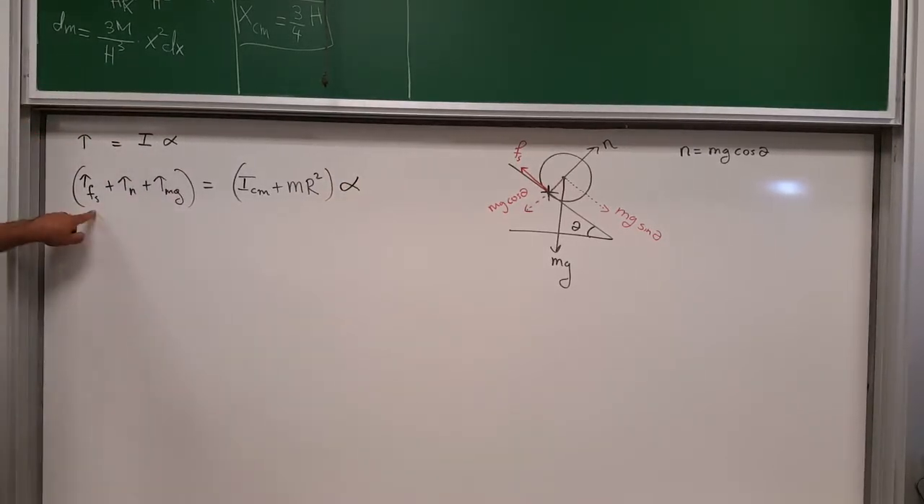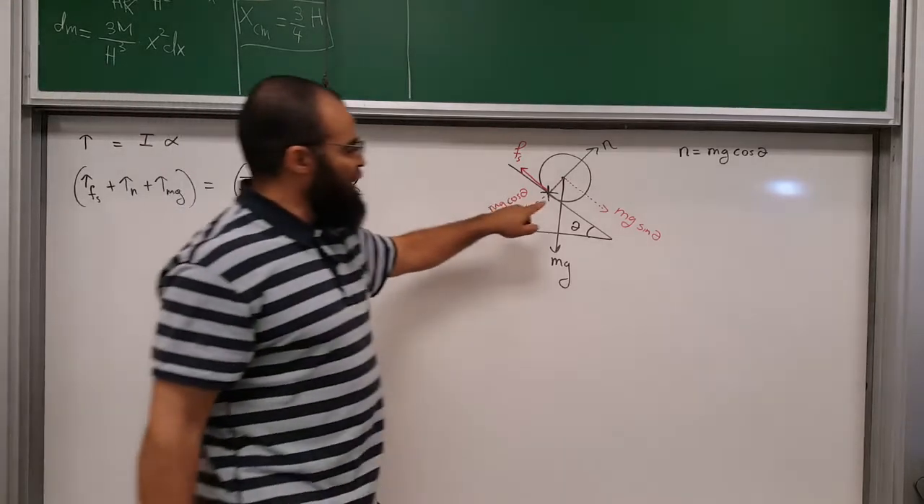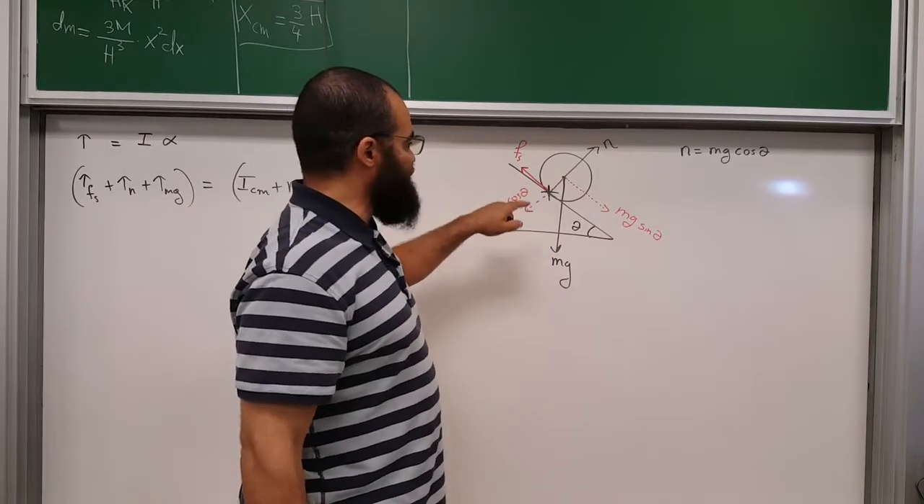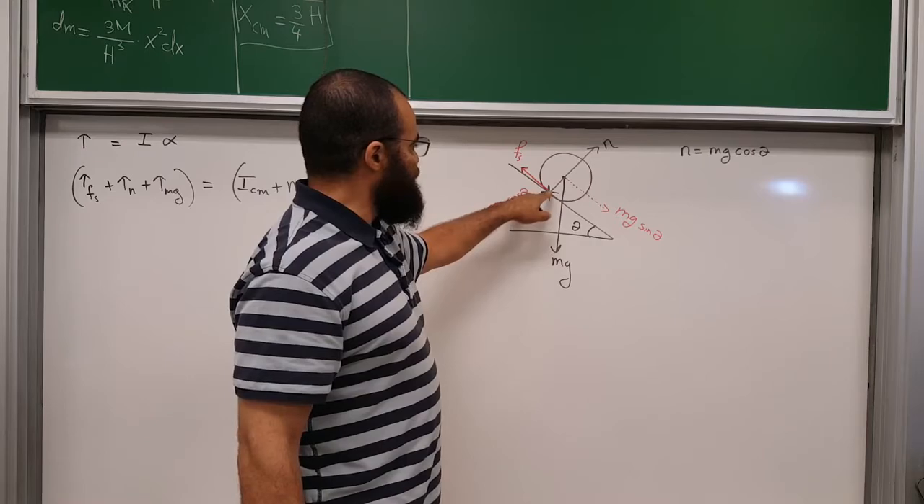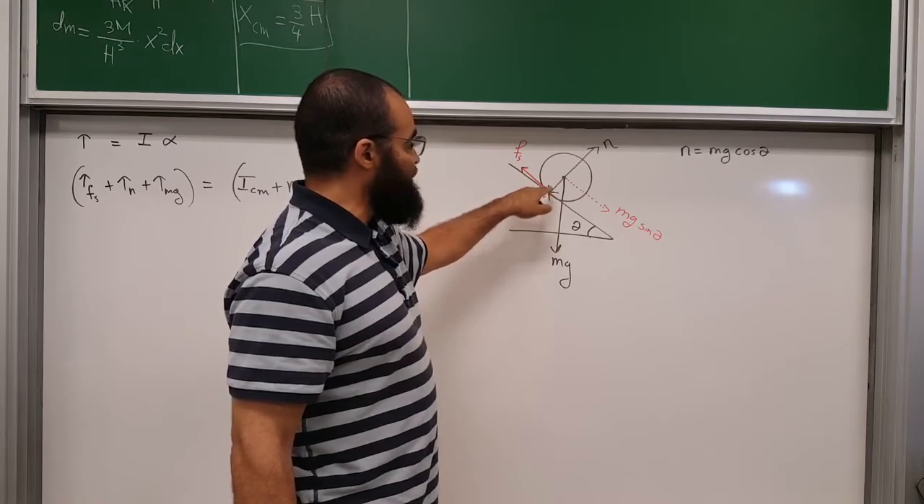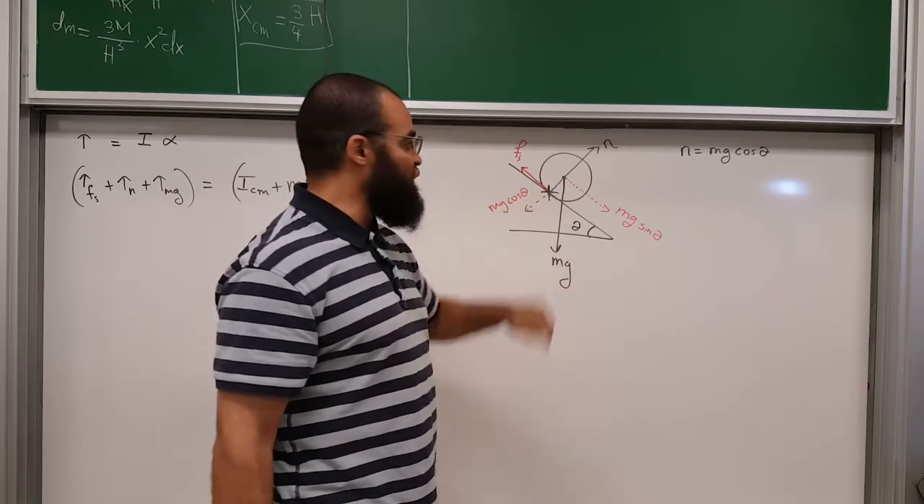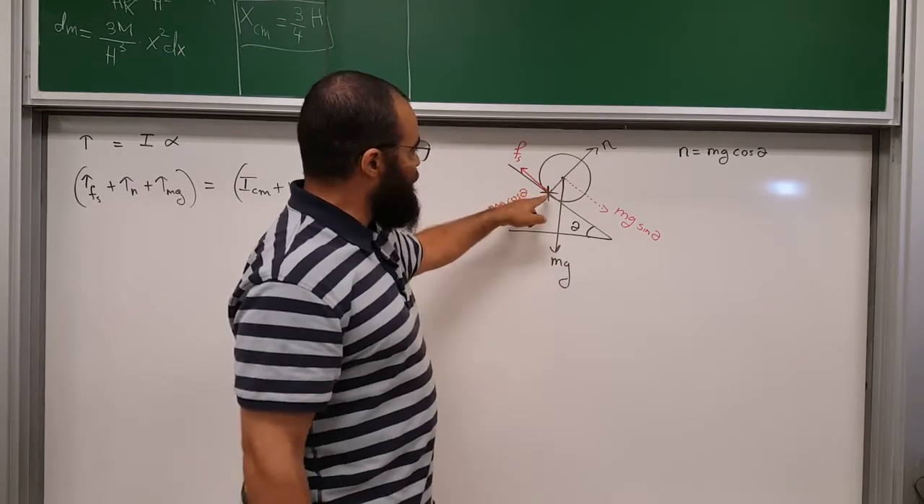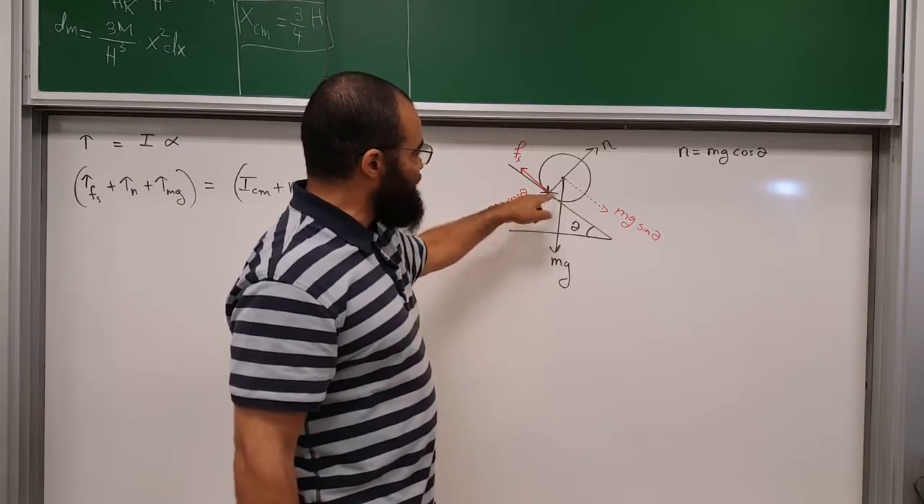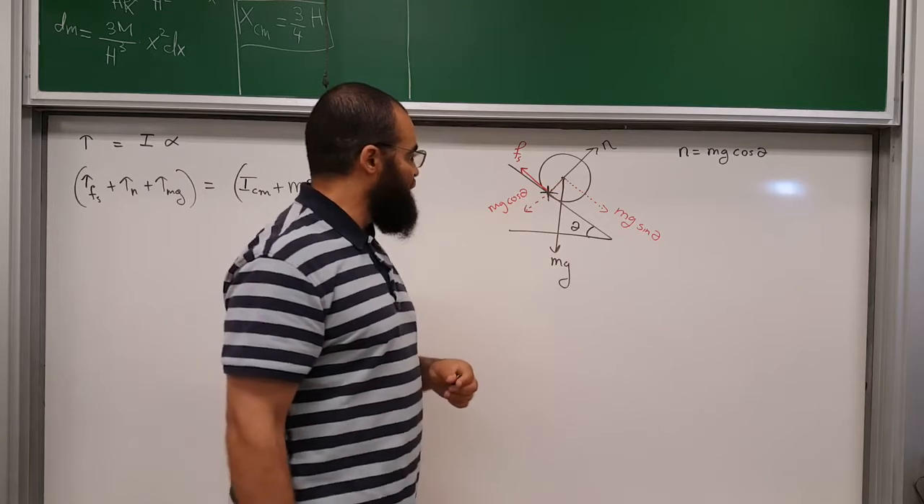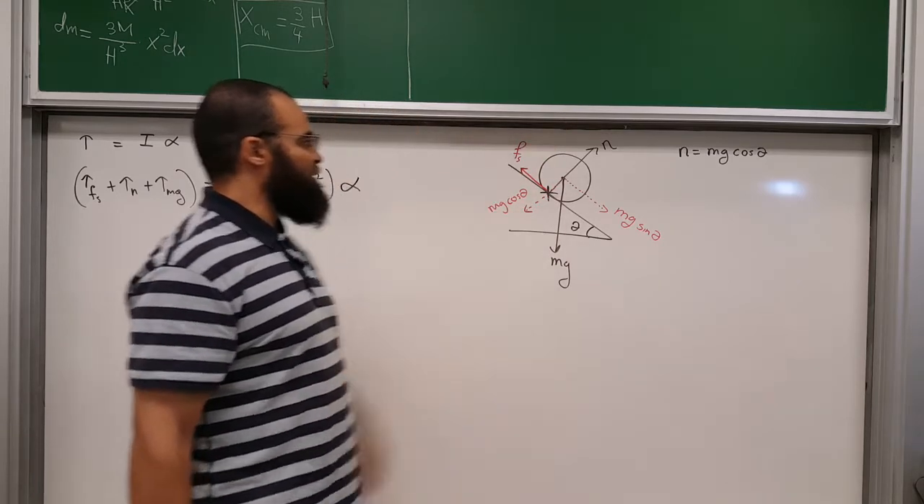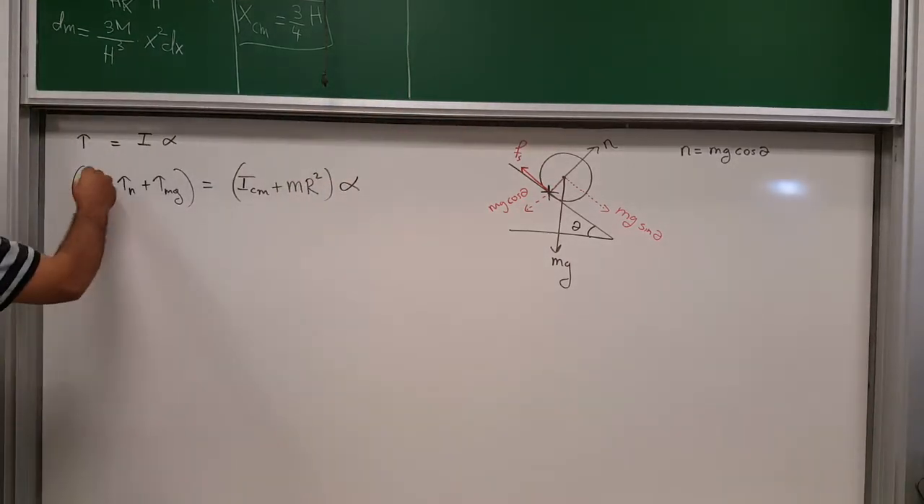So the torque due to the force of static friction, remember, to calculate torque you need r times F times the sine of theta. How far is the force of friction from here? Well, the force of static friction acts at that point, so it contributes 0 to the torque. The same thing for the normal force. The normal force acts at that point, so it contributes 0 to the torque. So these two contribute nothing to the torque.